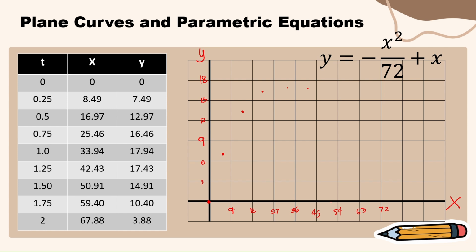The next is 50.9. 51 na yun. Then 15. So almost here. Then, after nyan, ano pa? 59 sa mga 60. Tapos 10. Somewhere here. Then, last is 67.3. Tapos, kung may kasunod pa yan, madiretso yan dito.